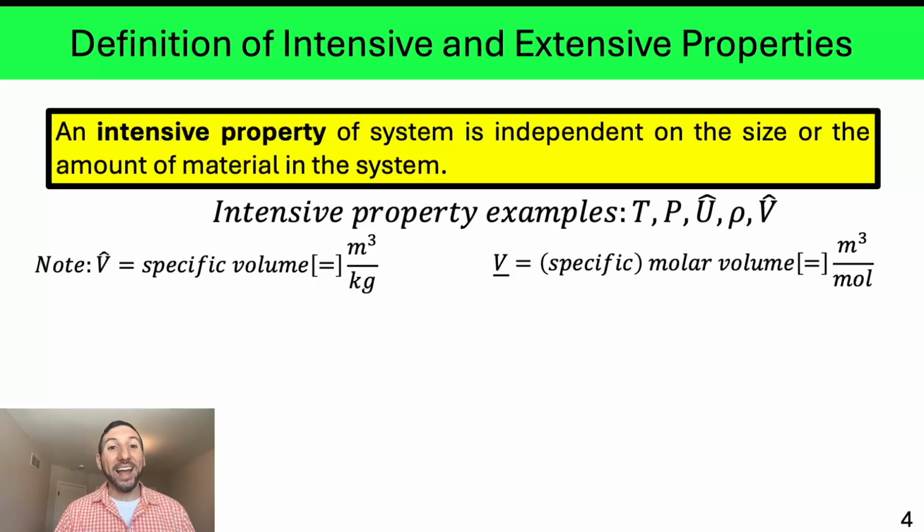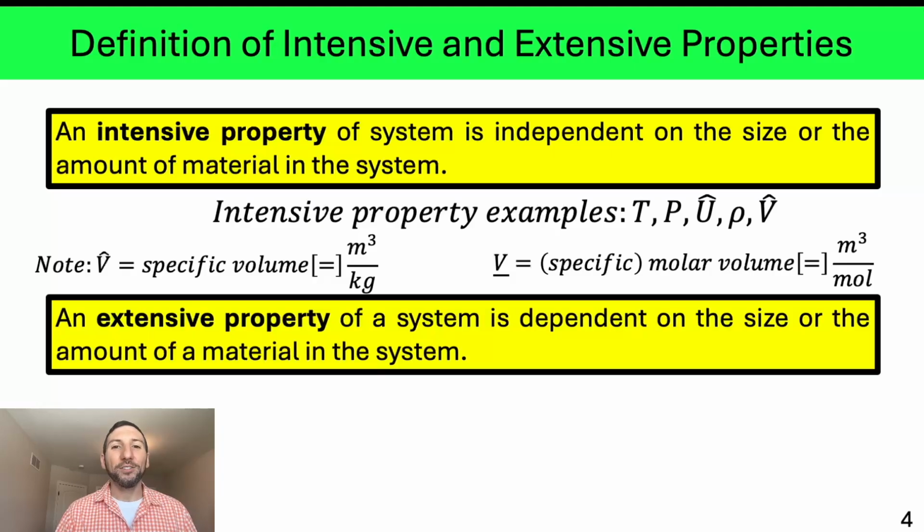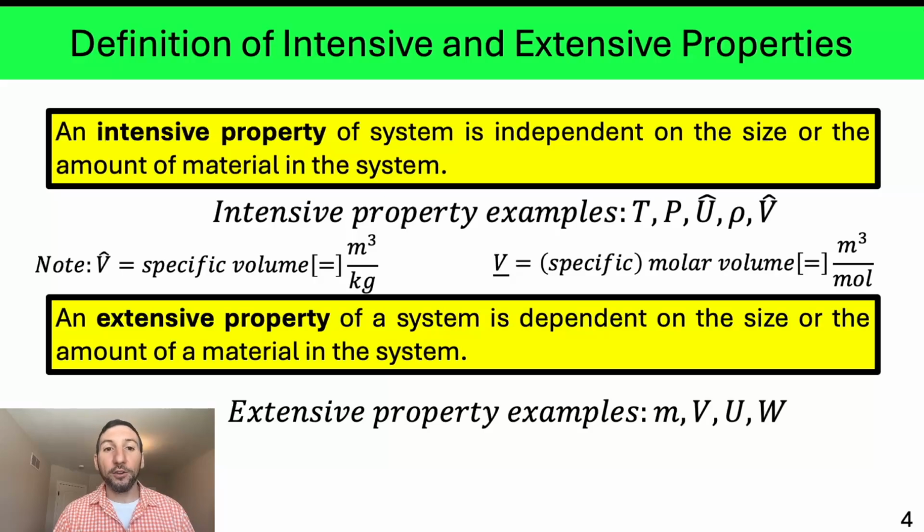Now, an extensive property, you would probably guess, is the opposite of an intensive property, and you'd be correct. So an extensive property is dependent on the size or amount of the material in the system. In this kind of situation, some examples would be mass, volume, internal energy, and work, right? And internal energy in this case is not on a per mass or per mole basis. So it is actually dependent on how much material we had in the system.